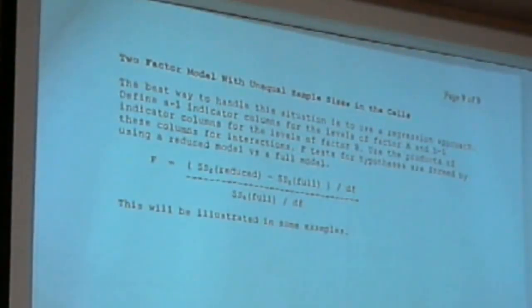And it basically says to use a regression approach. And I think Dr. Naranjo did this for you last semester, right? You dealt with two factors, setting up indicator variables for the row factor, indicator variables for the column factor, taking the products of those columns to form interaction columns, and so forth and so on. So here I'm just reminding you that that regression method doesn't require equal sample sizes. And that's its value, that's its punch for us.